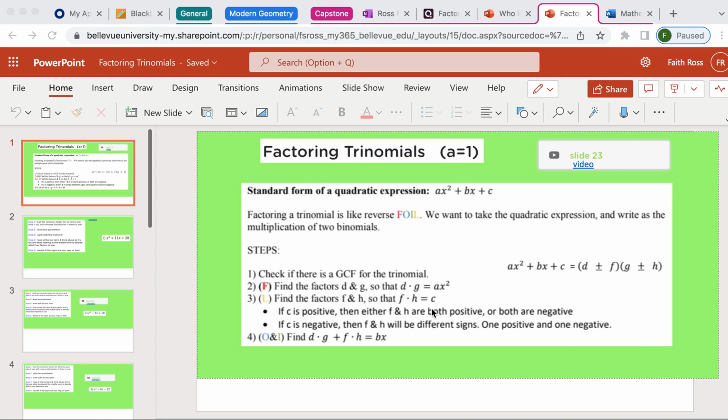Okay, so then what we would do is, now that we have our x and our x, look at this sign right here, the addition. So we know that addition means same signs, and we know that negatives are different signs. So when we do this, that's what we'll also be looking for. So let's look at an example.